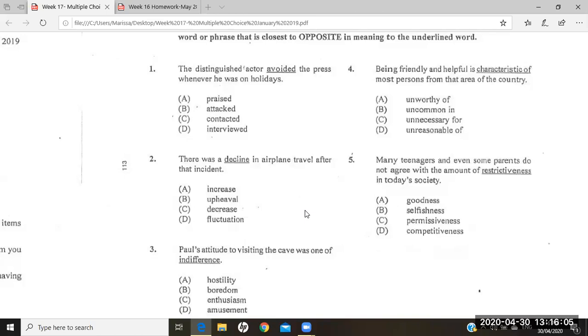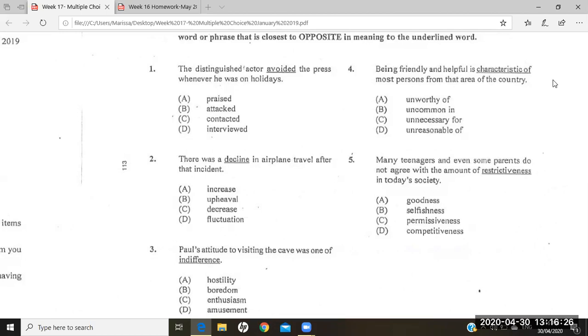Paul's attitude to visiting the cave was one of indifference. C? Yes, it is C, enthusiasm, because if you're feeling indifferent about something, you don't really have any feelings towards it. So the opposite of that is enthusiastic, where you are very passionate about it. Number 4.